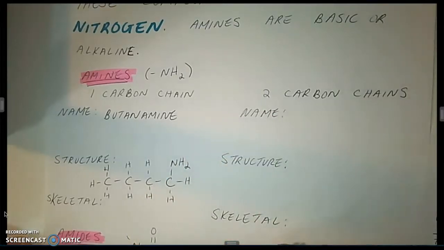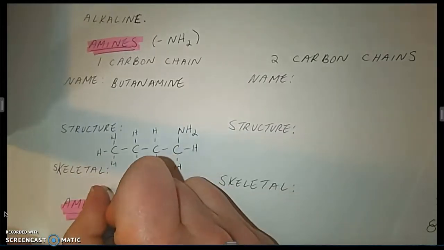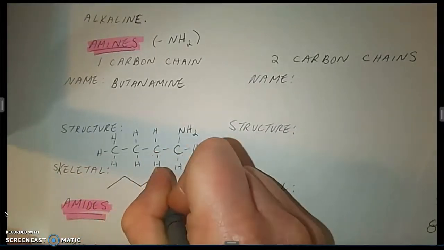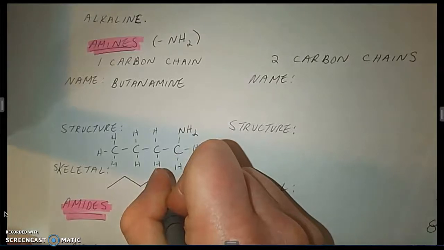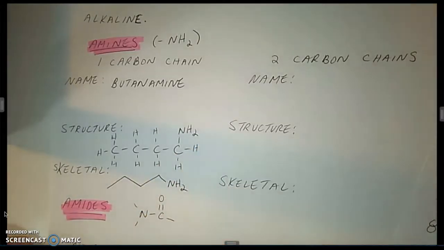Now the skeletal structure for this. I'm going to draw my carbon backbone with 4 carbons, 1, 2, 3, 4. And then on my last carbon, I'm going to add my NH2 group. It looks like that. There's the skeletal structure.